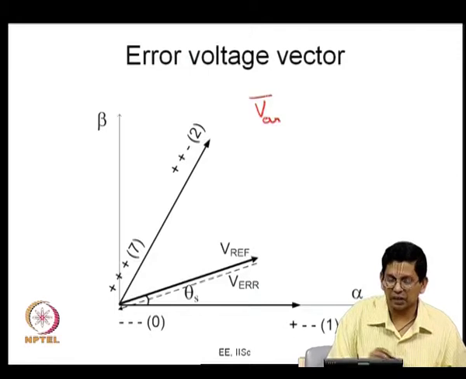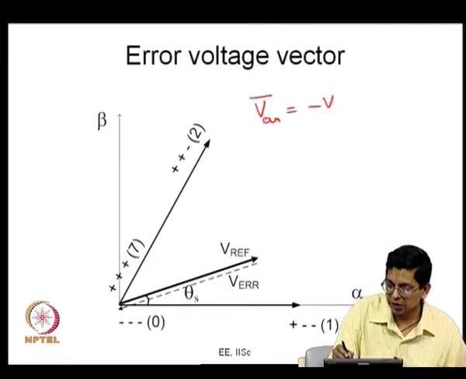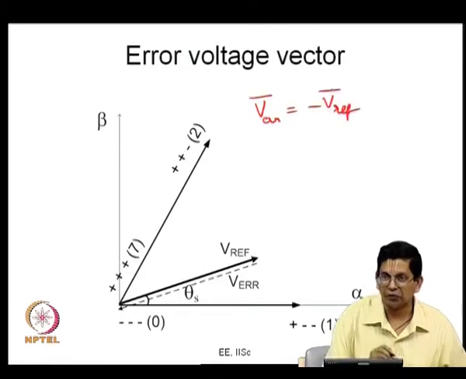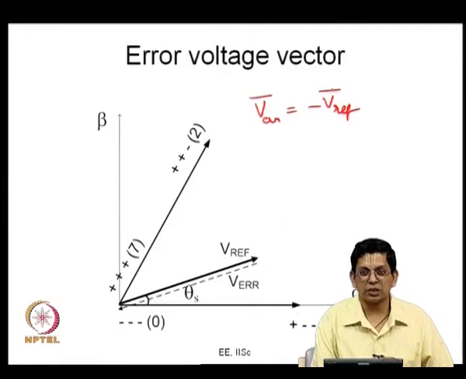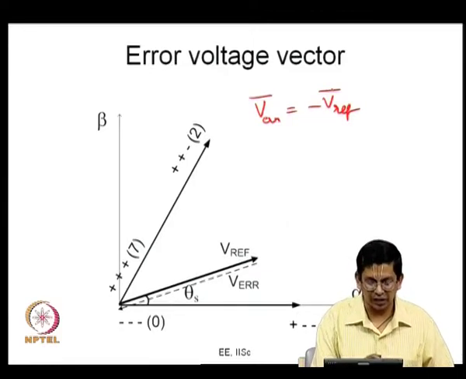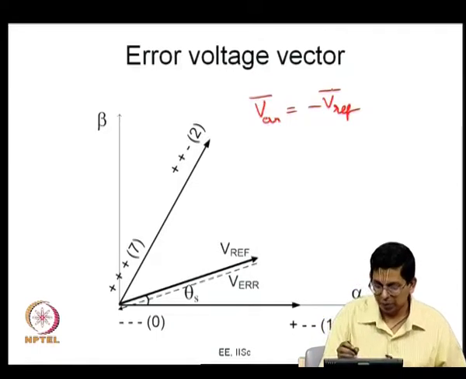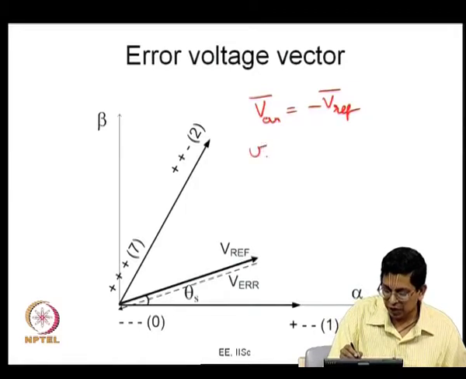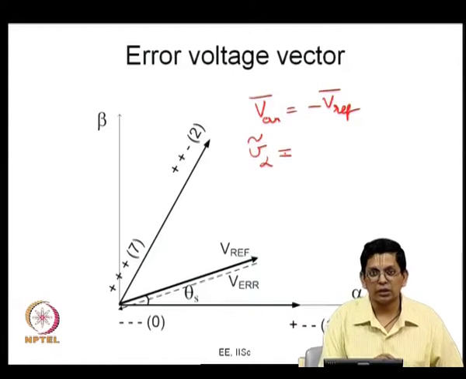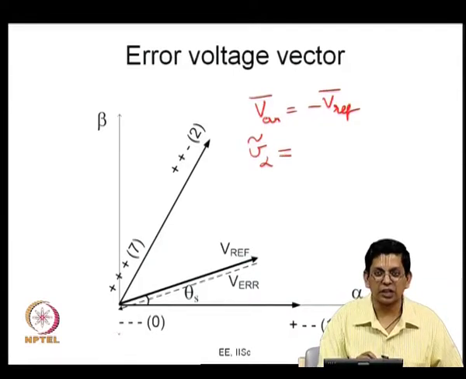This is the V error vector, which is equal to minus V reference vector. This is in a particular subcycle, whenever the null vector has been applied. You can also resolve this vector along the alpha axis and the beta axis. Let me call V alpha tilde the error along that axis. What is the voltage applied along the alpha axis? Nothing, because it is the null vector.